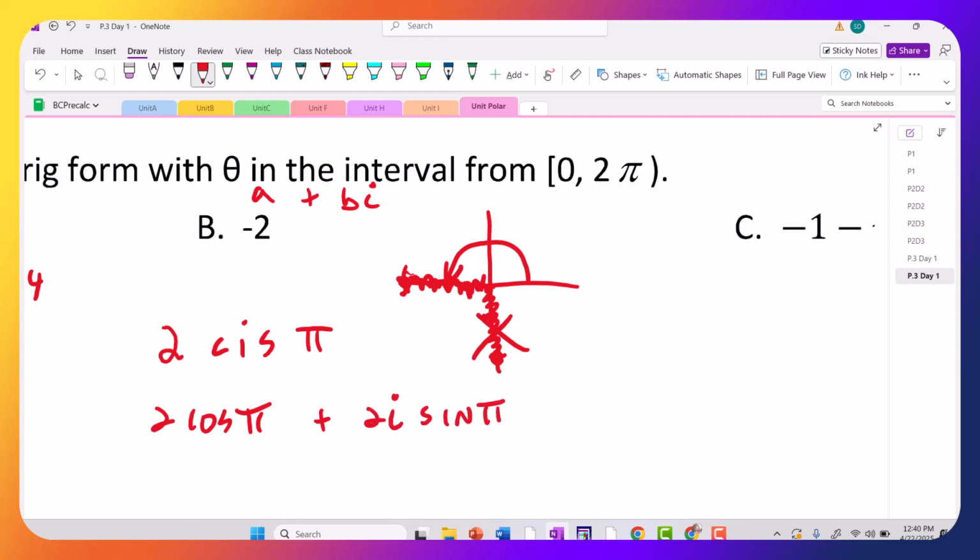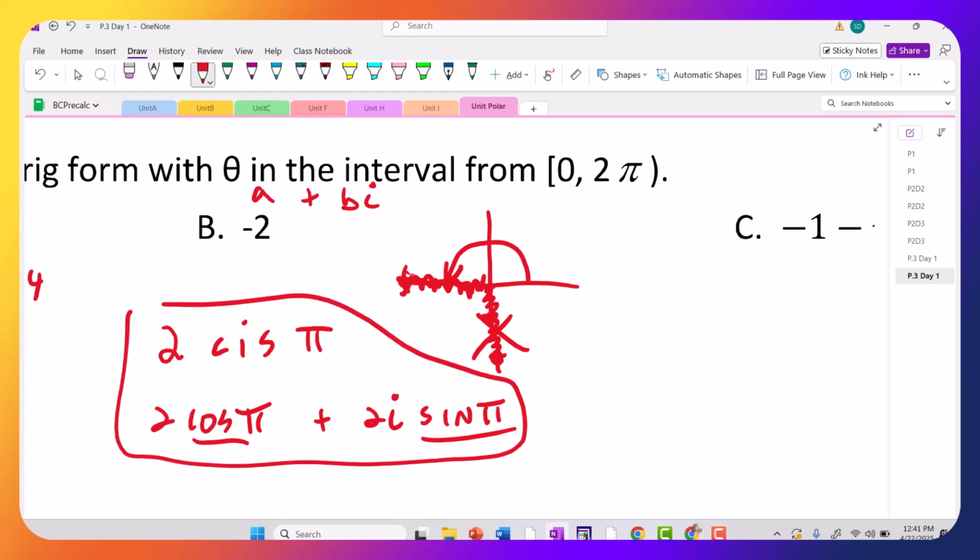And then just a quick double check. What's cosine of pi? -1. -1 times 2 is what? What's sine of pi? 0 times 2i is 0. So you get -2 if you actually evaluated this. So either answer is okay.